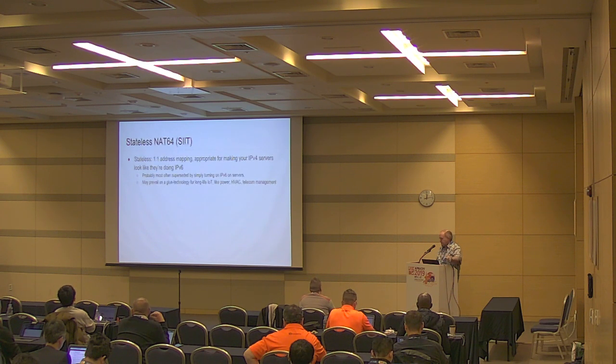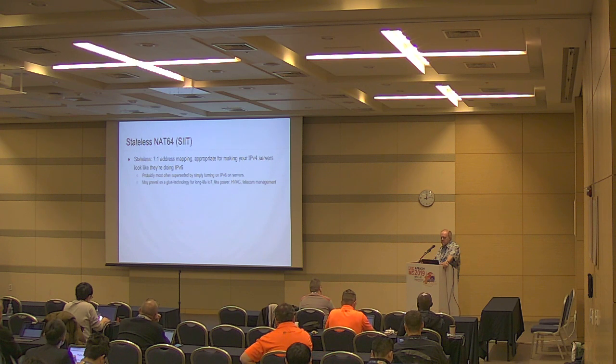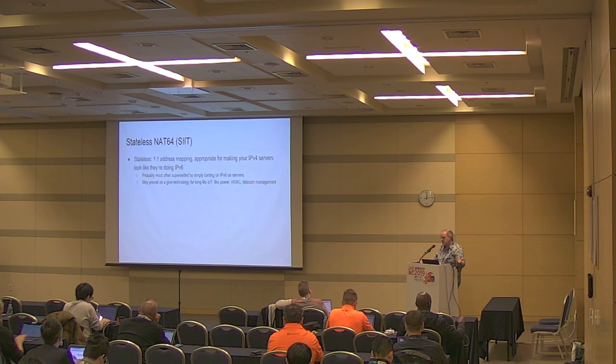So there's also stateless NAT 6.4, otherwise known as SIIT. And it's a stateless one-to-one address mapping. In fact, we're going to do it a little bit today. It provides for such things as making your IPv4 servers look like they're doing IPv6, or vice versa. And it's probably most often going to be superseded because rather than go to this trouble, you're just going to enable V6 on your servers, of course, unless you're the network guy and the server guys won't listen to you.